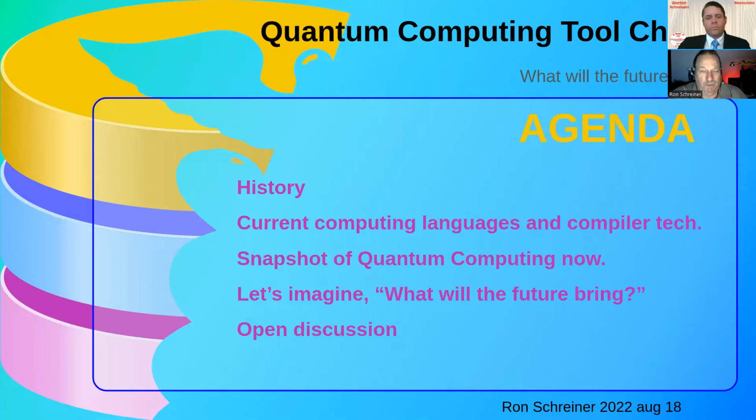As you can see, our agenda tonight starts with a brief look at history. We'll then quickly go over the current computing languages and compiler technologies that are in use today. Moving on, we'll get a snapshot of the current state of quantum computing. And then we'll get to the fun part. We'll toss around a few ideas and try to imagine what the future might bring. To wrap up tonight, at the end, we should have time for open discussion and sharing of ideas. So with that, we'll move along.